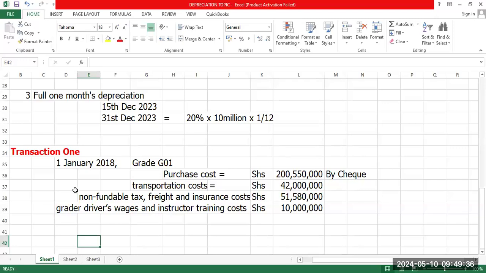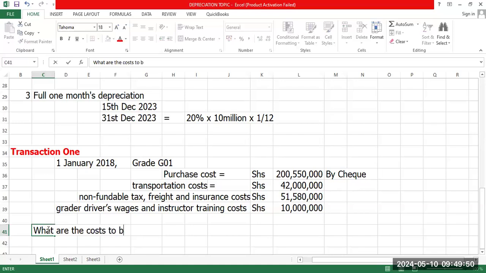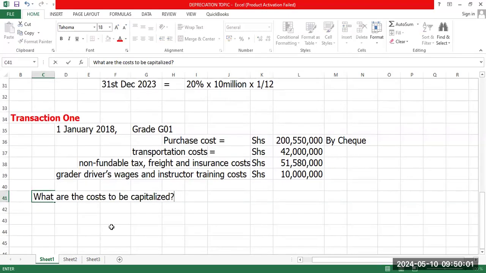Now, transaction number 2 is talking about another grader. But before you go to transaction number 2, we need to know what are the costs to be capitalized. Will all these costs be capitalized, or do we have a cost that is revenue in nature? So, colleagues, my experts here, are we going to capitalize all these costs, or do we have a cost that is revenue in nature?